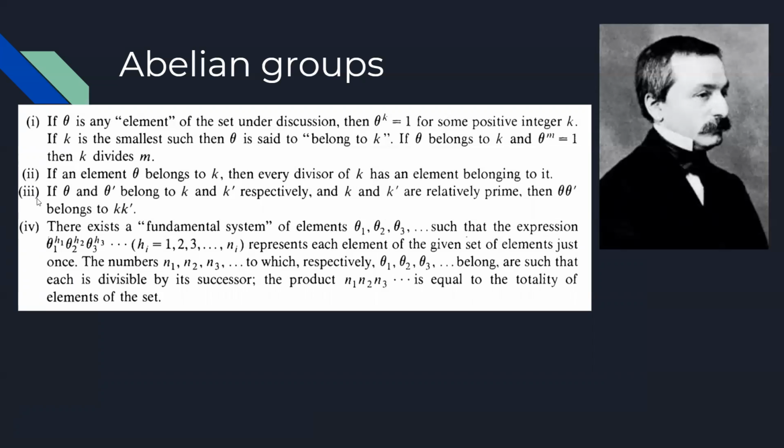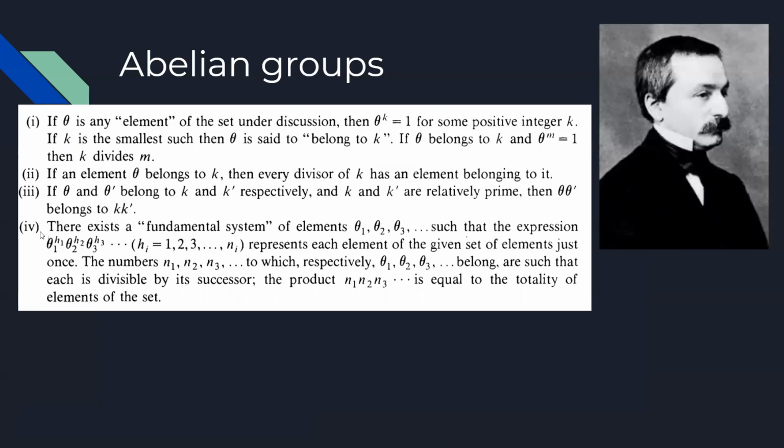The third one is if theta and theta prime belong to K and K prime respectively, so K and K prime being the orders of theta and theta prime. And if those two orders are relatively prime, then the order of the two elements taken in the operation will be the two orders being multiplied together.